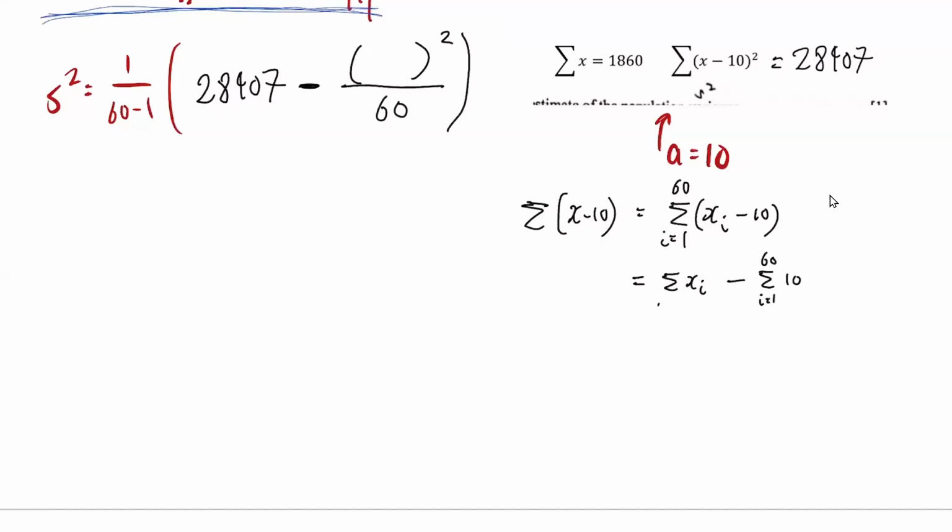And let me just write it out. Yes, you're correct. This sum of xi from 1 to 60. Actually, what is this value? The 1860. Exactly, it's 1860. Then you have to subtract away 10 times 60, exactly what you said. Yes, because here 10, even though it's not related to i at all, you can think of it as adding 10, 60 times from 1 to 60.